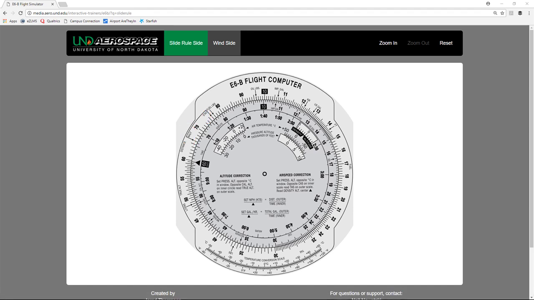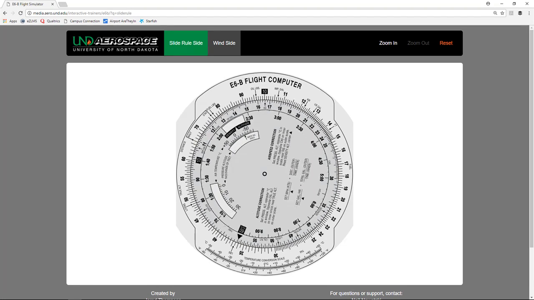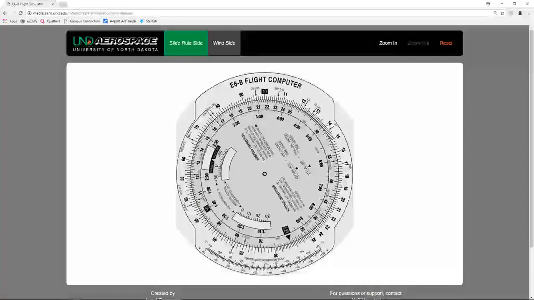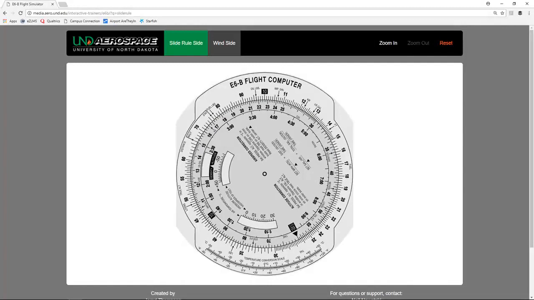In our first example we have a distance of 15 nautical miles, so all we have to do is spin the E6B to place 15 underneath the nautical miles arrow, just like so. We've got that lined up, and then underneath the statute arrow you would read your statute miles. So 15 nautical miles is about 17.2, 17.3 statute miles.